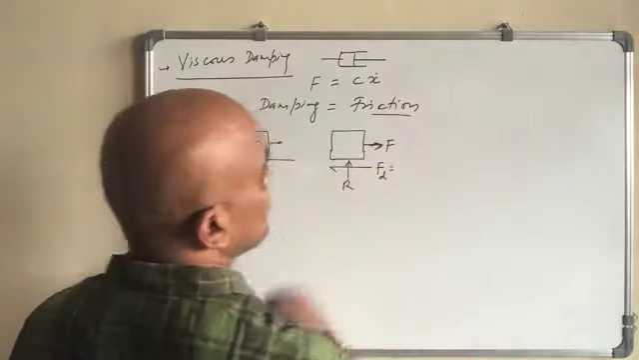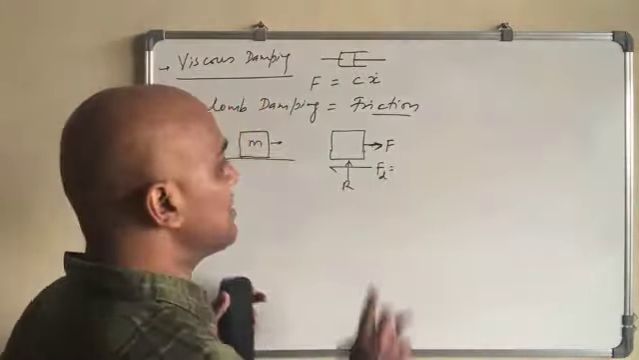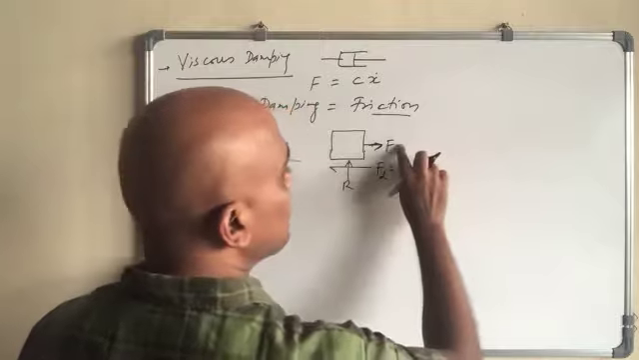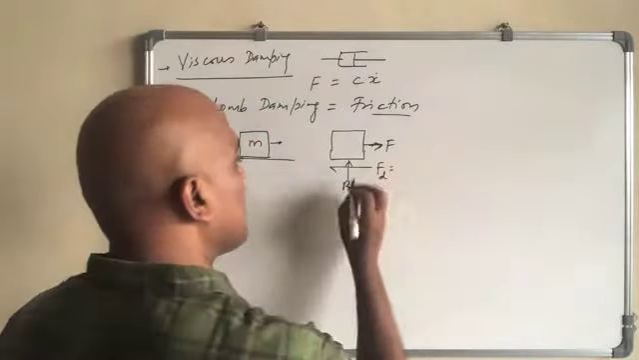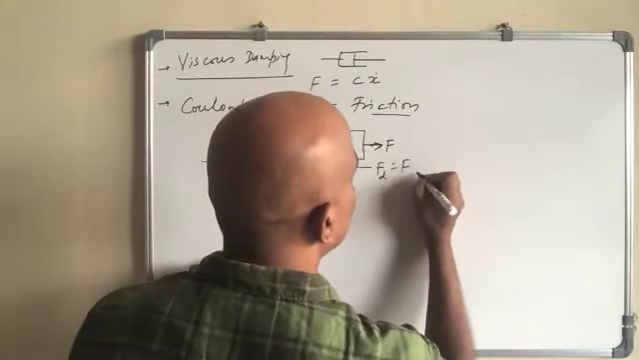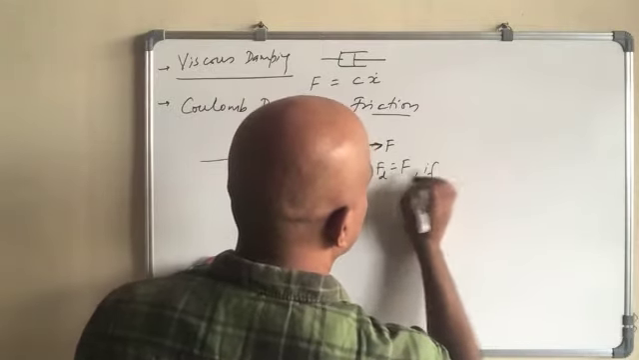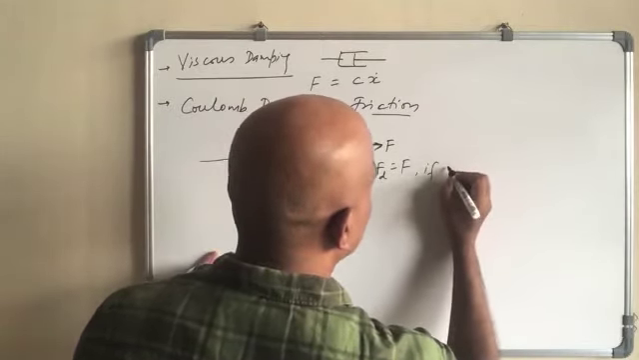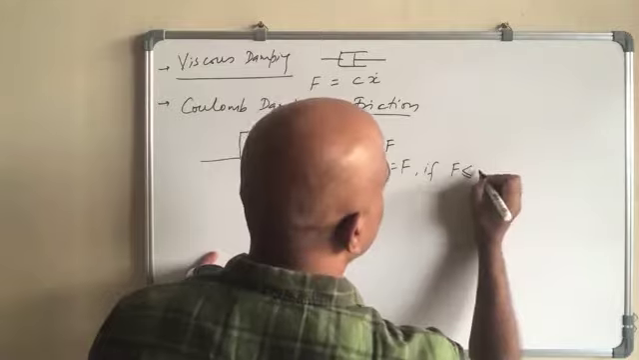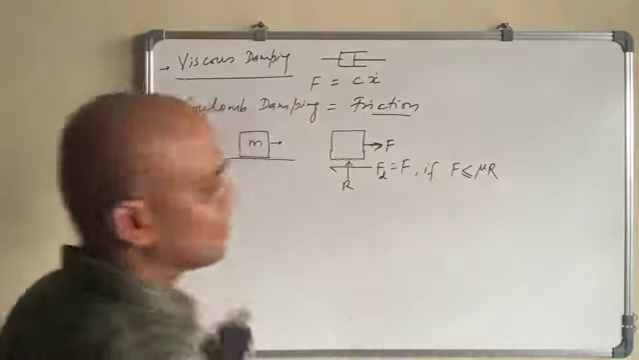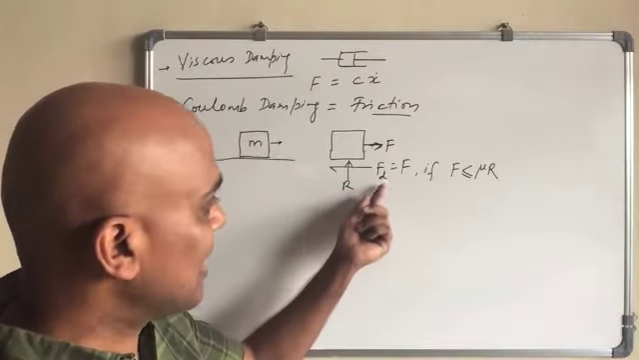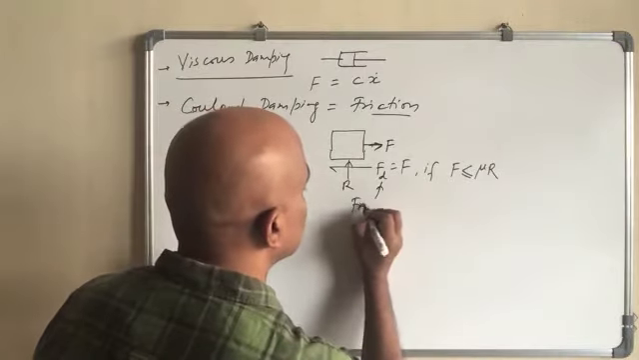If you apply a force, this frictional force will be at most equal to the following: we write Fd equal to F, if the force is less than or equal to mu R, right? So this is the frictional force. Fd is the frictional force.